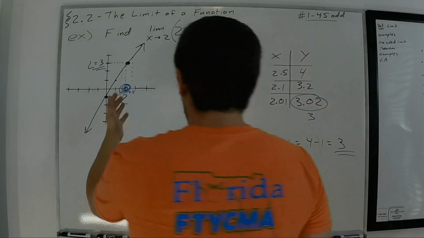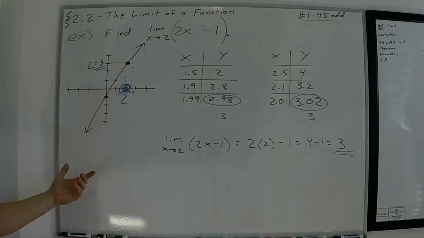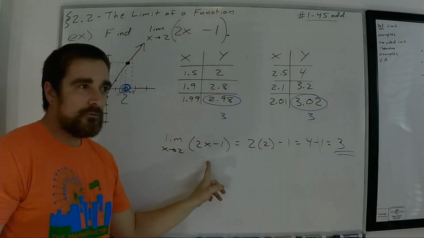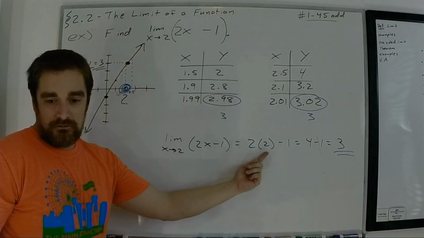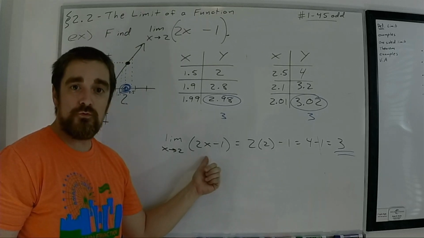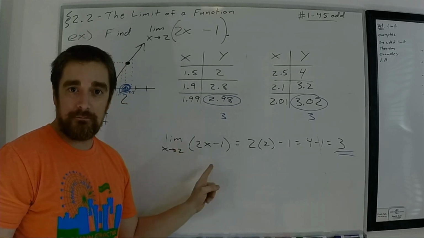Okay, so we've got a bunch of different ways we can show this so that we're confident that the limit must be 3. Graphically, numerically, and then this, we're kind of jumping the gun a little bit here. The reason we can just plug in the value 2 is because this is a smooth, continuous function whose domain is all real numbers.